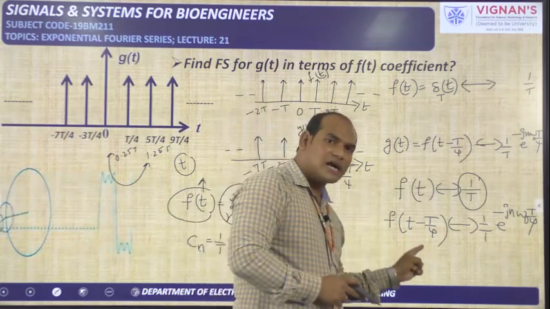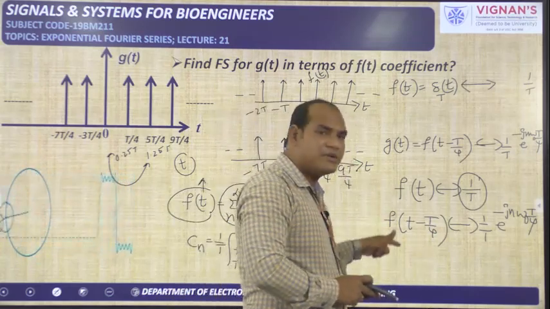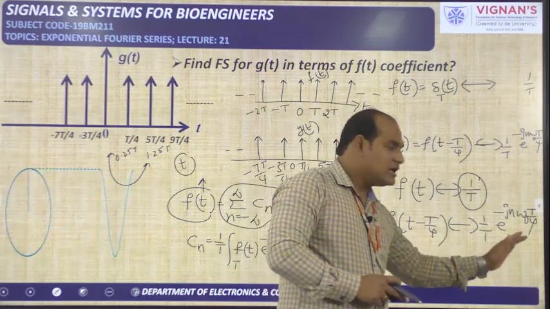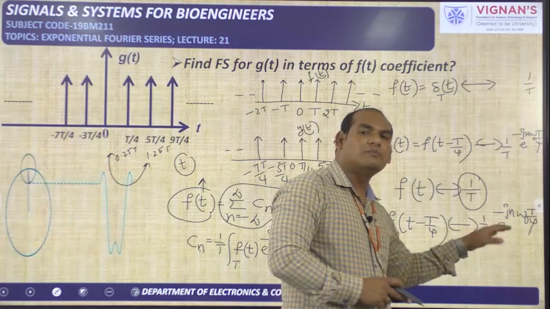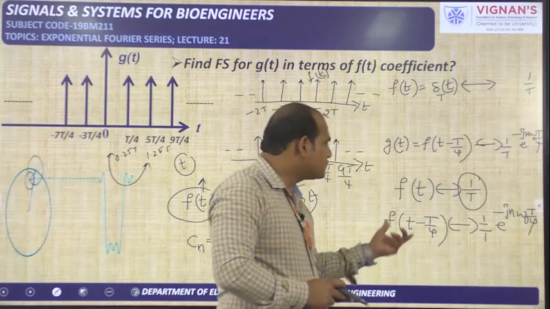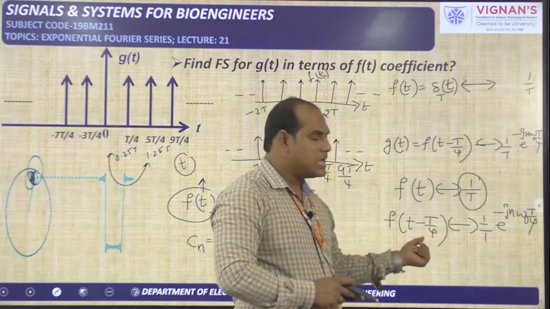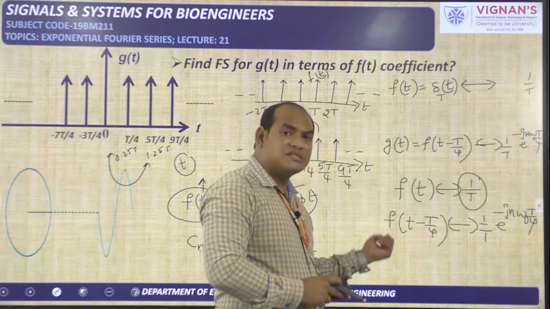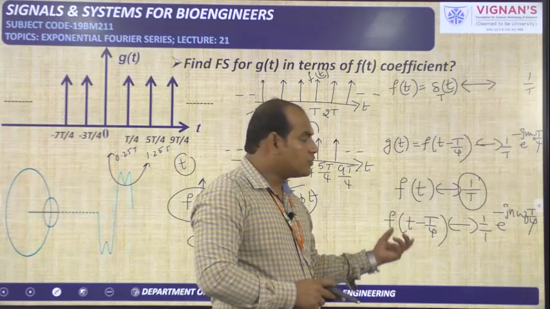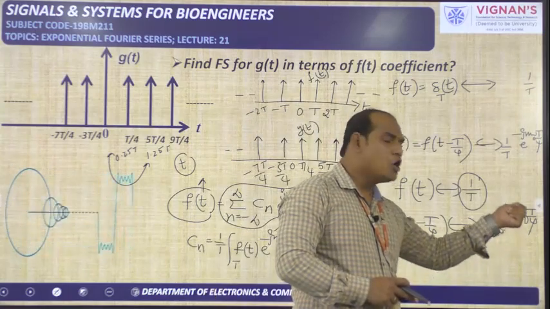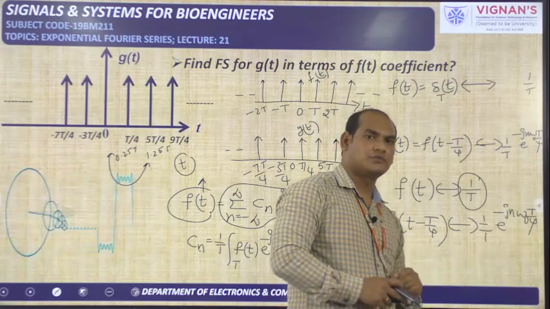If shifting is not available, the left side becomes f of t. On the right side, this coefficient must be equal to 1 by T only, because without shifting f of t produces the Fourier series coefficient 1 by T. With shifting, that means f of t minus capital T by 4 produces the coefficient 1 by T into e power minus jn omega naught into capital T by 4.